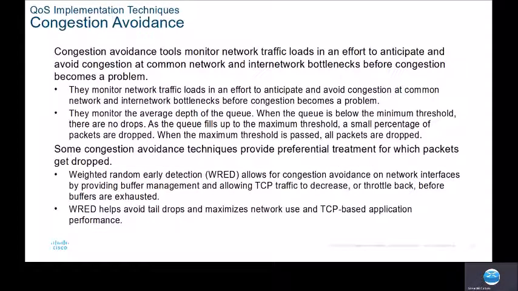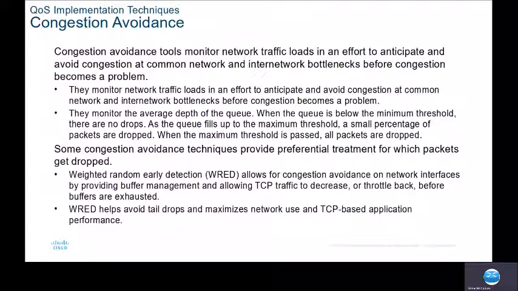So congestion avoidance tools monitor traffic loads in an effort to anticipate and avoid congestion at common network and inter-network bottlenecks before congestion becomes a problem. They monitor the average depth of the queue. When the queue is below the minimum threshold, there are no drops. As the queue fills to the maximum threshold, a small percentage of packets are dropped. When the maximum threshold is passed, all packets are dropped.